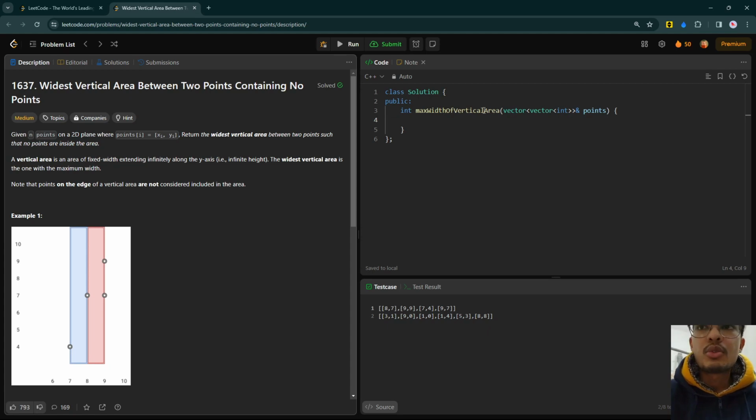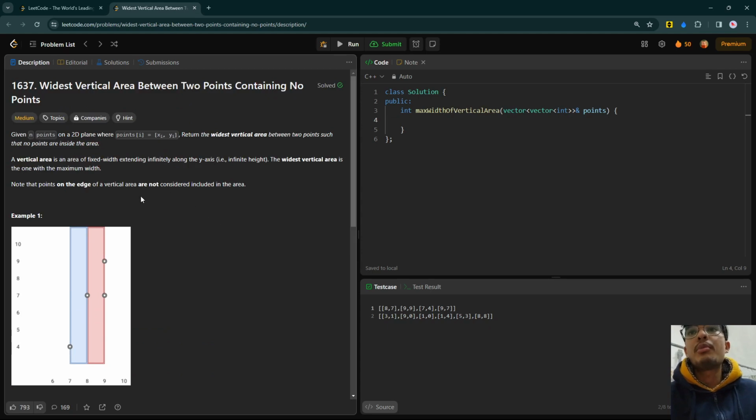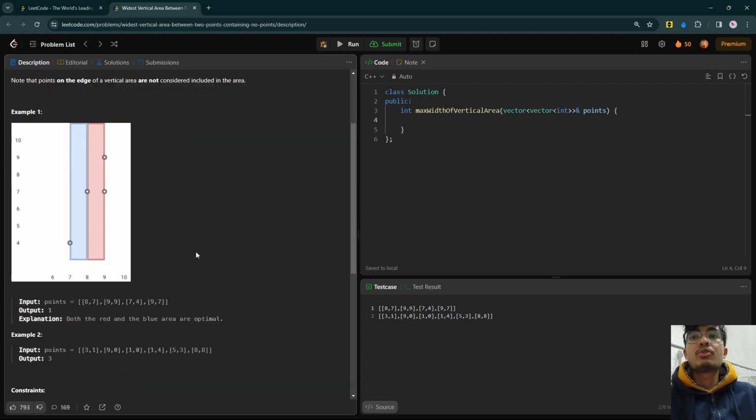In this question we have to find the maximum width of any two points where there are no points in between. What do I mean by the width? It is the horizontal distance between any two points. That will be considered as the width. So we have to find the maximum width between any two points.